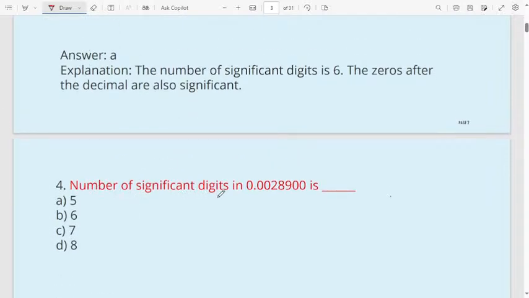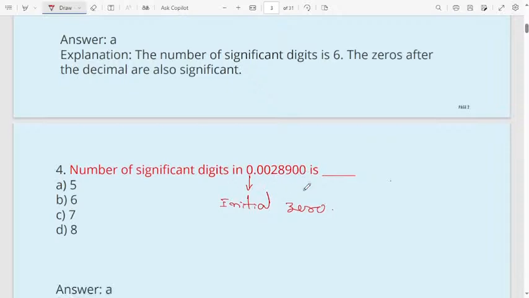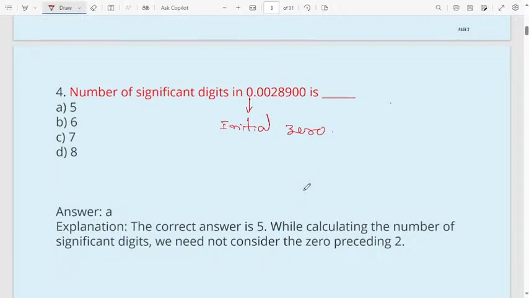Number of significant digits in 0.0028900. Here this is the initial 0, and here 1, 2, 3, 4, 5. Initial zeros are not significant. When you have initial zeros, they are not significant. This also not significant. Then 1, 2, 3, 4, 5. These zeros are significant because they are present after the decimal. Therefore, the correct answer for this question is option A.